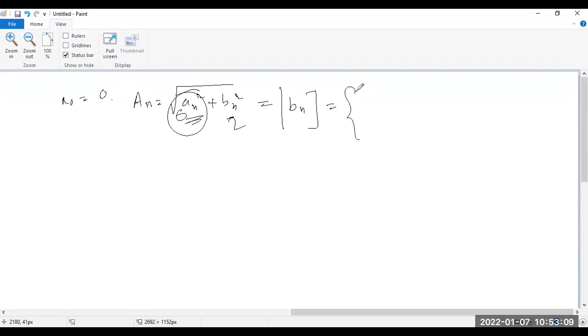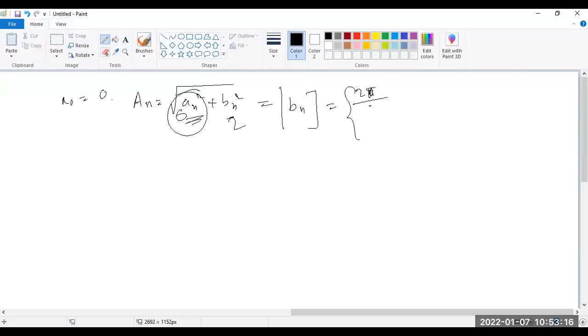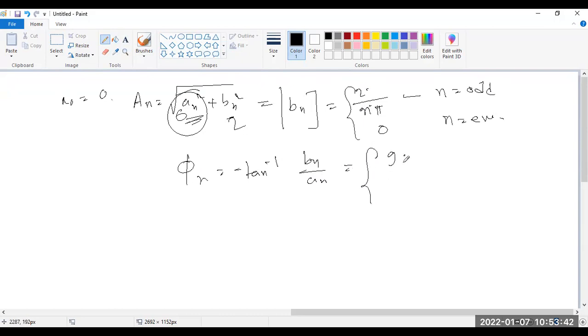B_n is available when n is odd, and it is 0 when n is even. So phi_n equals minus tan inverse of B_n by A_n. This is minus 90 degrees when n is odd, and 0 when n is even. This is the phase spectrum, and this is the amplitude.